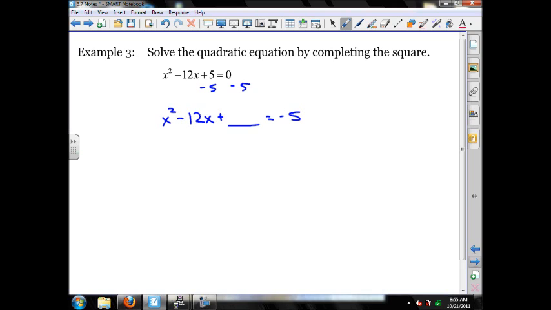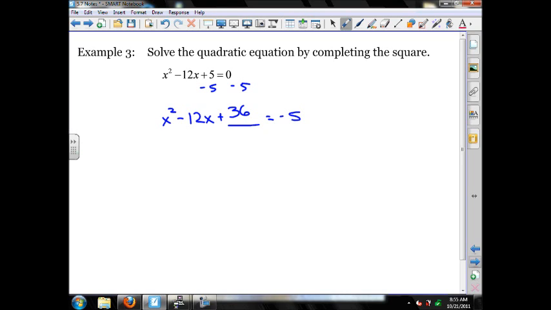Next thing we can probably do is figure out what goes in the blank. What is it? 12 divided by 2 is 6. Squared is 36. When you square a number, it's always going to be plus, because whether you had a negative number squared or a positive number squared, it's always going to be plus. So when you complete the square, it's always going to be plus. So 36, everybody okay with that being 36?